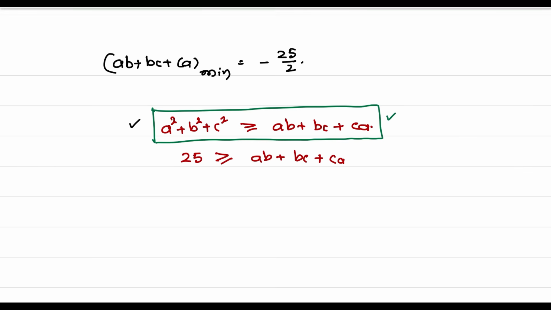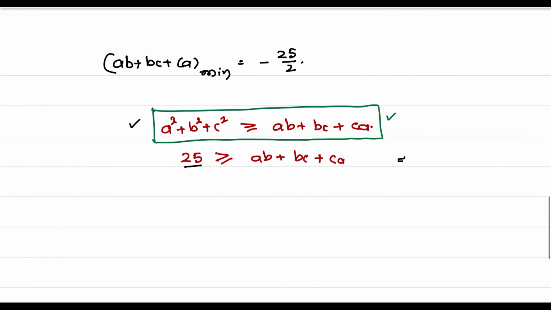But for the time being, you remember that a square plus b square plus c square is always greater than or equal to ab plus bc plus ca. Here a square plus b square plus c square is given, 25, so 25 is always greater than or equal to ab plus bc plus ca.